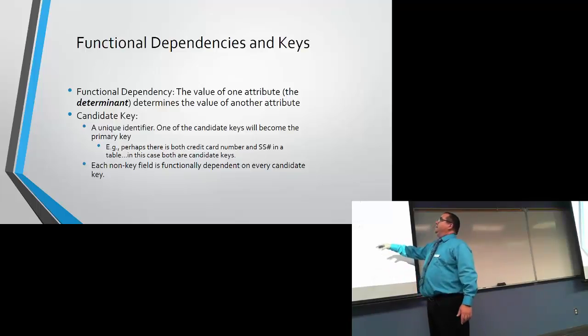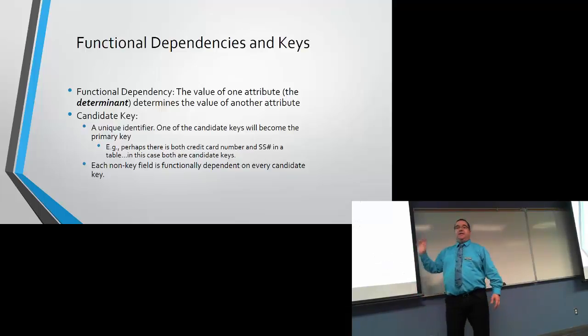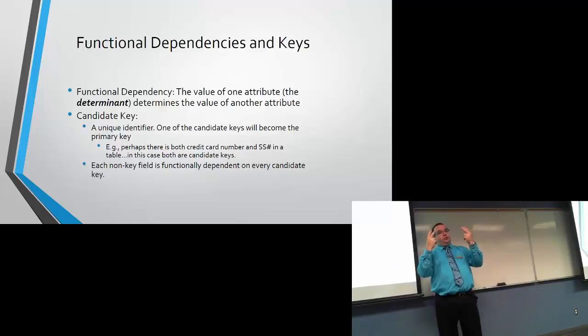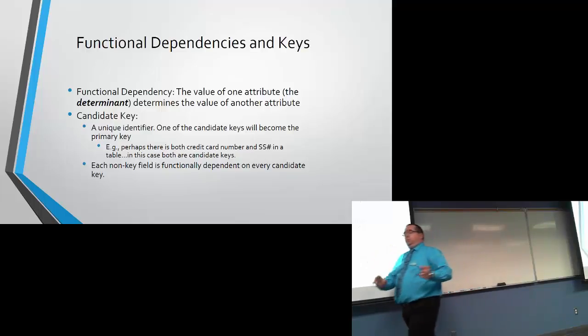A candidate key is a thing that could be used as a unique identifier. In other words, anything that is non-key should be functionally dependent on every candidate key. If you've got a table that has 2 candidate keys, then every field that's not a candidate key should be dependent on all of those candidate keys, not on just one of them. Otherwise, it's a partial dependency. And if it's a partial, break it out to another place.